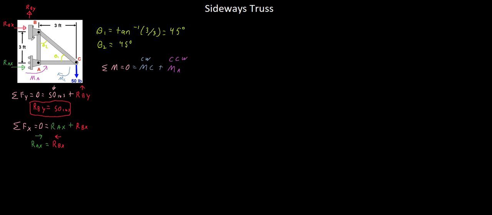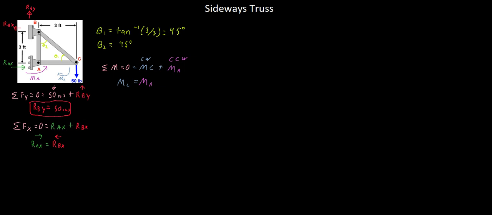So we can go ahead and lose this as well. Hold on, let's go ahead and delete this part of our arrow, and we'll just cross it out, I guess. And redraw our RBX, or our reactionary force at joint B in the X direction, going the other direction to the left. And then we can continue on with solving for our moments. We can set moment C equal to moment A. And then we can just plug in our numbers and start solving for RBX and therefore RAX.